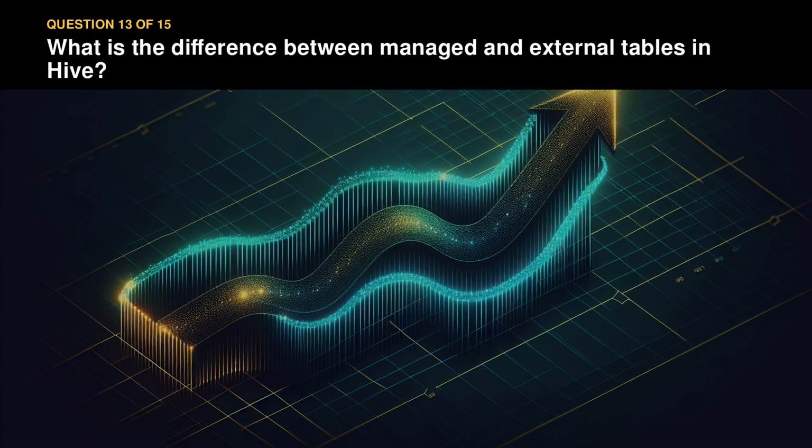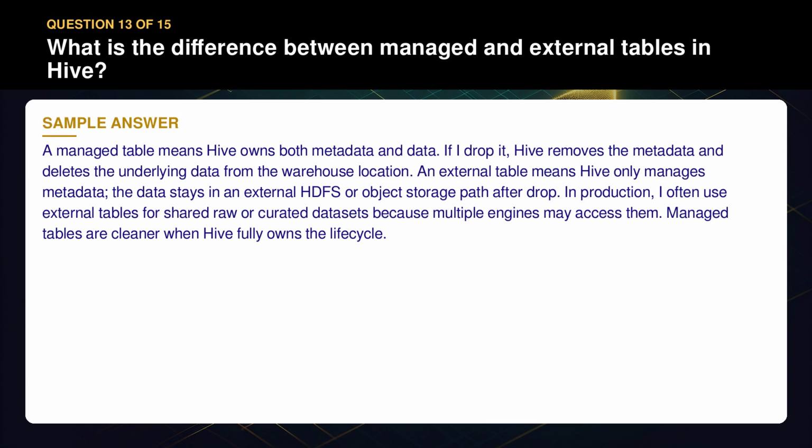Question 13. What is the difference between managed and external tables in Hive? A managed table means Hive owns both metadata and data. If I drop it, Hive removes the metadata and deletes the underlying data from the warehouse location. An external table means Hive only manages metadata. The data stays in an external HDFS or object storage path after drop.